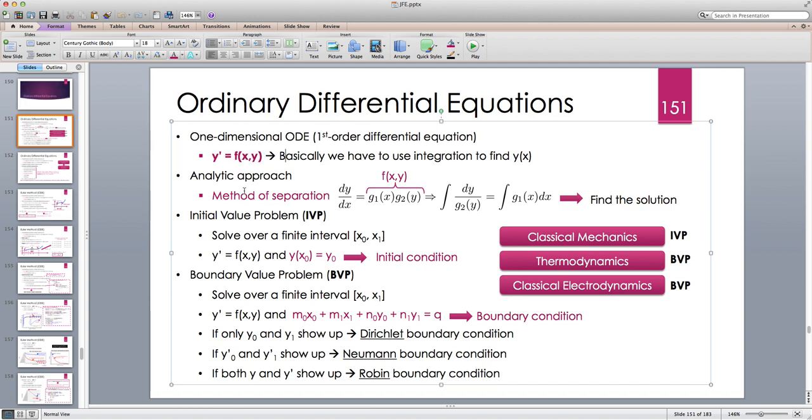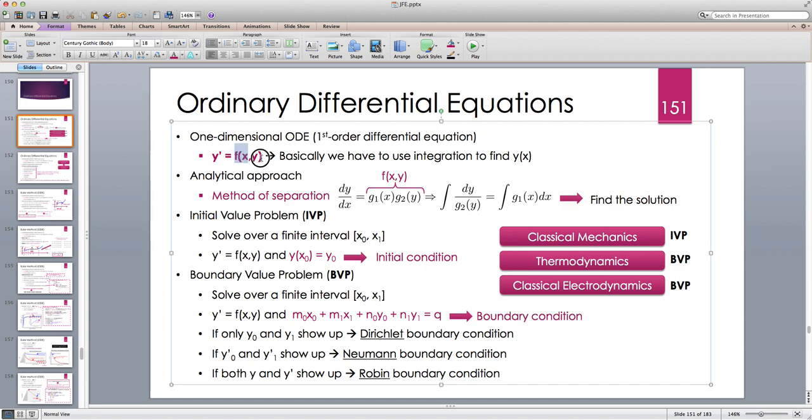And there are a very limited number of analytical approaches, and we cannot use these analytical approaches in the most general sense. So one analytical approach is the separation of variables. So y prime is dy over dx.